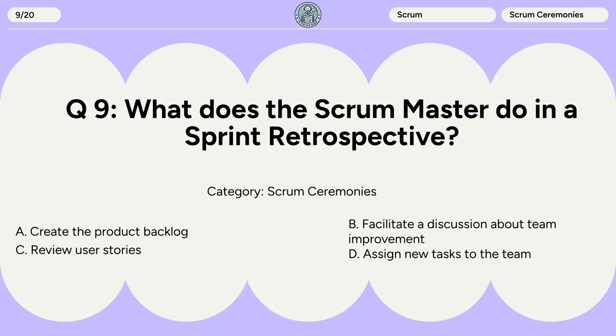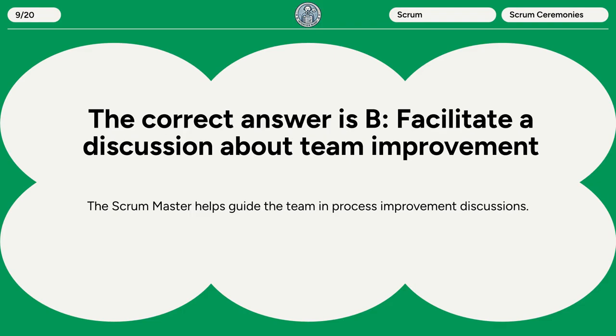Question 9. What does the Scrum Master do in a sprint retrospective? A. Create the product backlog. B. Facilitate a discussion about team improvement. C. Review user stories. D. Assign new tasks to the team. The correct answer is B. Facilitate a discussion about team improvement. The Scrum Master helps guide the team in process improvement discussions.